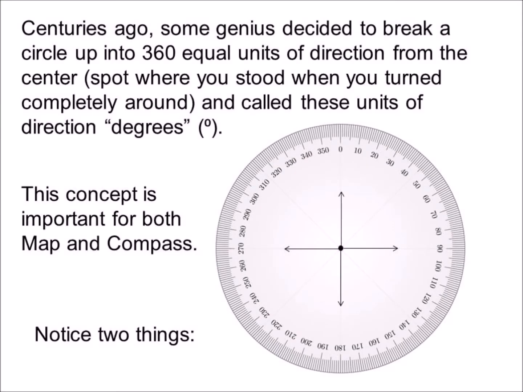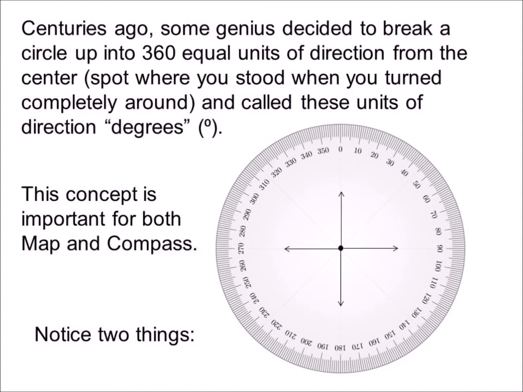Centuries ago, some mathematical genius decided to break a circle up into 360 equal units of direction from the center of the circle. That is the spot where you stood when you turned completely around. And he called these units of direction degrees, and you see the degree mark there in parentheses. This concept is important for both map and compass.